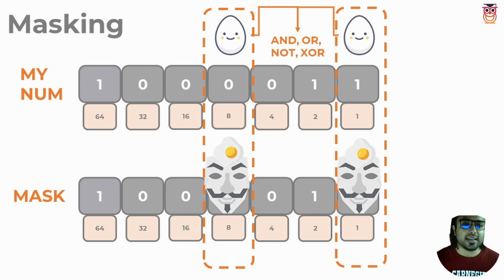Meanwhile, masking is a convenient method when we want to change some bits only, but not all of them. Think of them as wearing masks, right? And you only throw eggs at the ones wearing masks. We use this masking concept to do 4 main things. We use this to check a bit, set a bit, clear a bit, and count the number of differing bits.